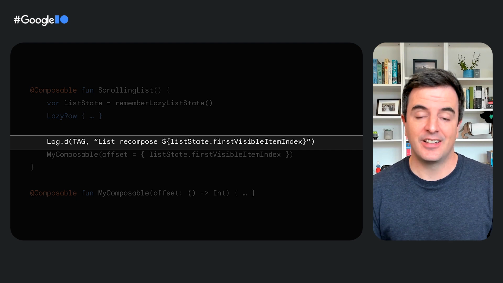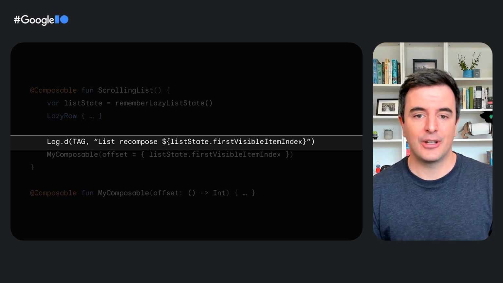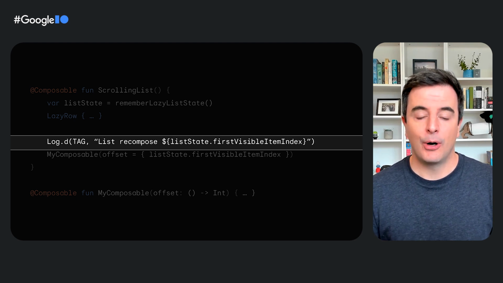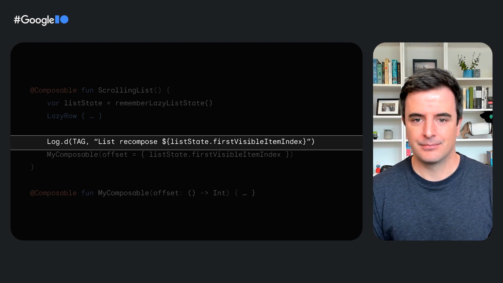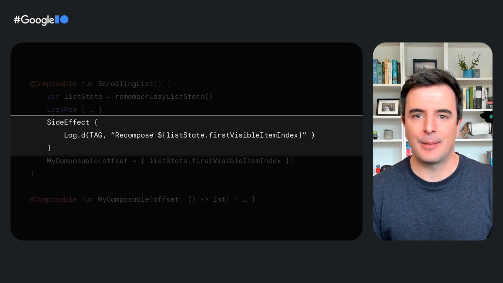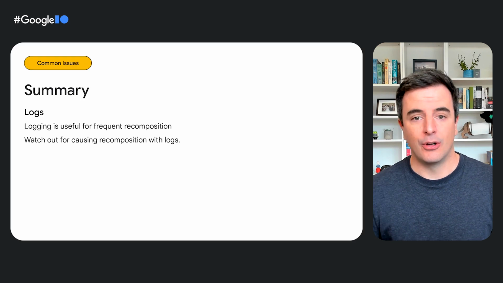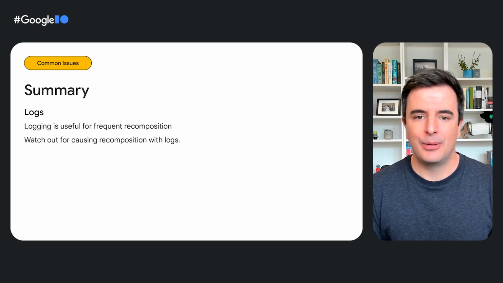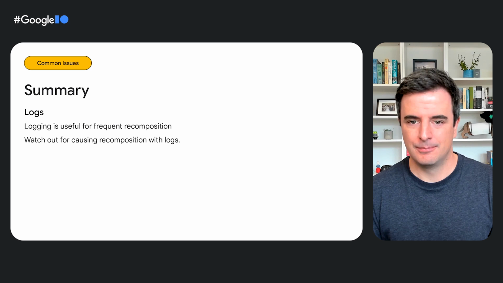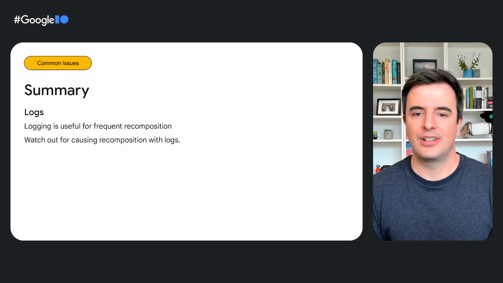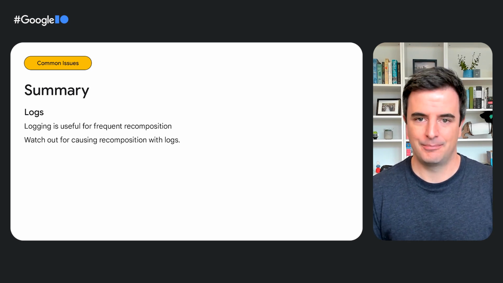The answer here is that the log itself is causing the recomposition. Because the log string is reading compose state, when that state changes, compose will recompose. The solution here is to wrap the log in a side effect. You could also simply just not log the actual state value if that is easier. So, logs can be very useful for helping to debug frequent recomposition. Just watch out they are not causing the recomposition in the first place.